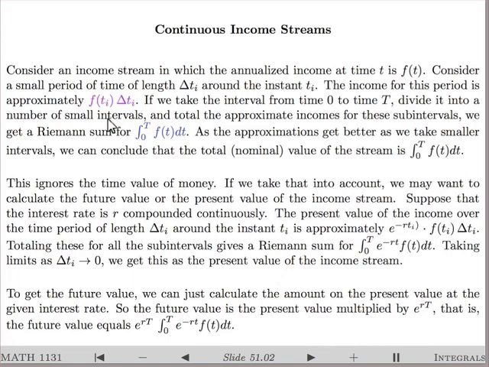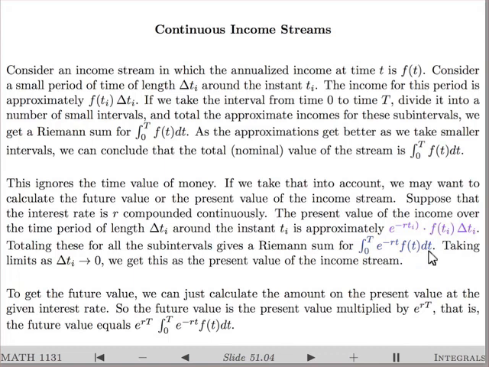Then the income for some small interval of width delta t_i around the instant t_i, we know is f of t_i delta t_i. Present value has to be discounted for the interest rate, and from the continuous compounding formula in section 5.3, the discounted value is e to the minus r t_i times f of t_i delta t_i. This total is the Riemann sum for the integral of e to the minus rt times f of t dt. So this is defined to be the present value of the continuous income stream.